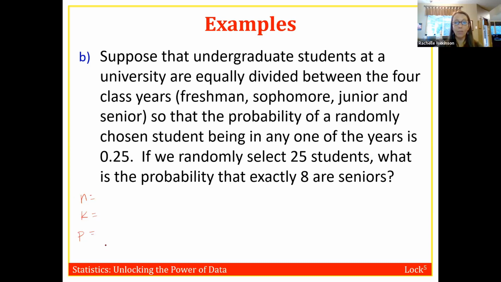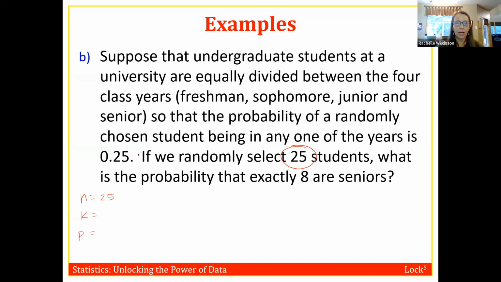I figure out what they are, because then after that, it's just plugging numbers in. So N, that's the total number of trials. So that's going to be the 25. I'm randomly selecting the 25 students. Okay, N always has to be greater than or equal to K.